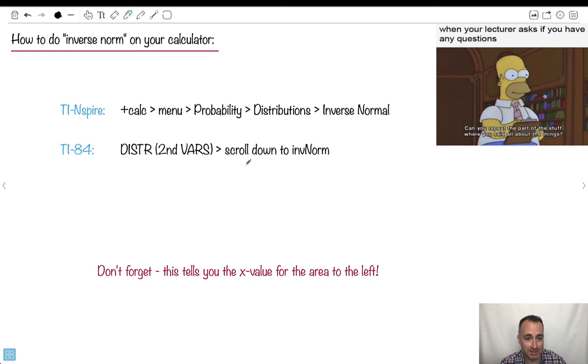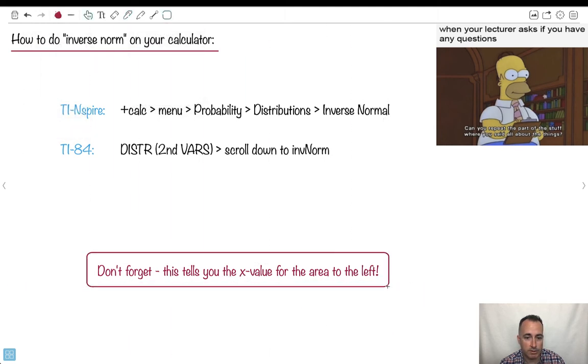This is maybe how you feel about inverse norm. But on the TI-Nspire, you can get to it by going to calculator, menu, probability, distributions, and then choose inverse normal. On the TI-84, you go to distributions and scroll down to inverse norm. But don't forget, I'm just trying to stress this, this is so important: you do inverse normal only for areas to the left.